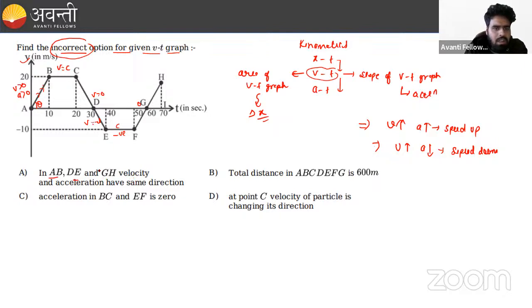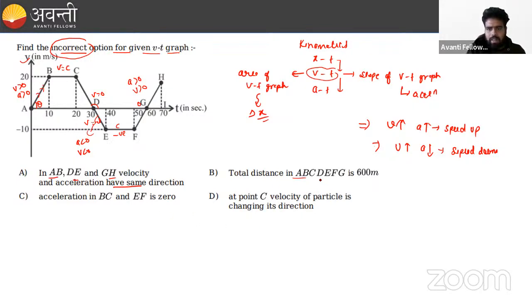In section DE, the slope is negative, so acceleration is negative, and velocity is also negative. So this is also the case of speeding up. And in GH, again velocity is positive and slope is positive. So we can say acceleration has the same direction, and that is correct. But we have to pick the incorrect one, so this is not our answer.